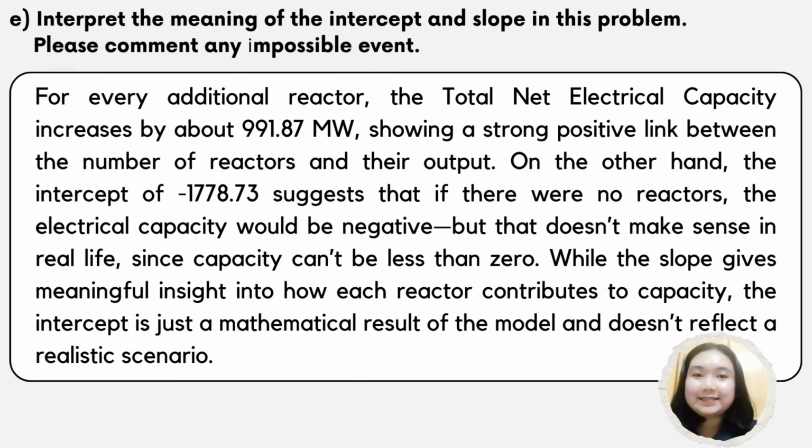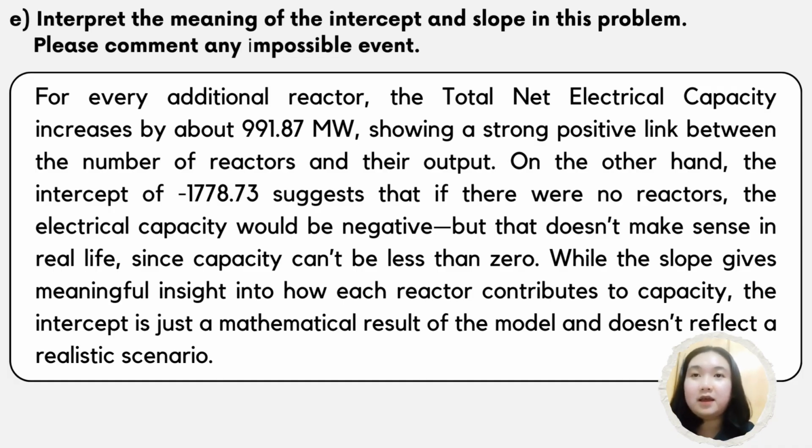Moving to this slide, the question is to interpret the meaning of the intercept and slope in this problem. Please comment on any impossible event. In my opinion, for every additional reactor, the total net electrical capacity increases by about 991.87 megawatts, showing a strong positive link between the number of reactors and the output.